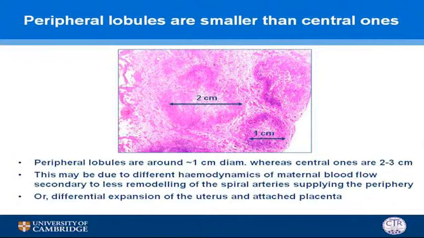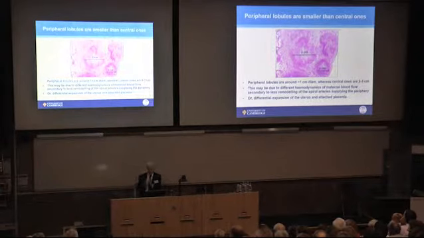But I think this is an area that we need to explore much more in relation to David's work. What you see is that lobules are not of the same diameter throughout the placenta. The ones in the central region tend to be larger than those in the periphery. Now that may be because those peripheral vessels haven't been remodeled properly, or it may be that the periphery of the placenta has not expanded as much as the central region. So the question arises as to how evenly the uterus expands during pregnancy.